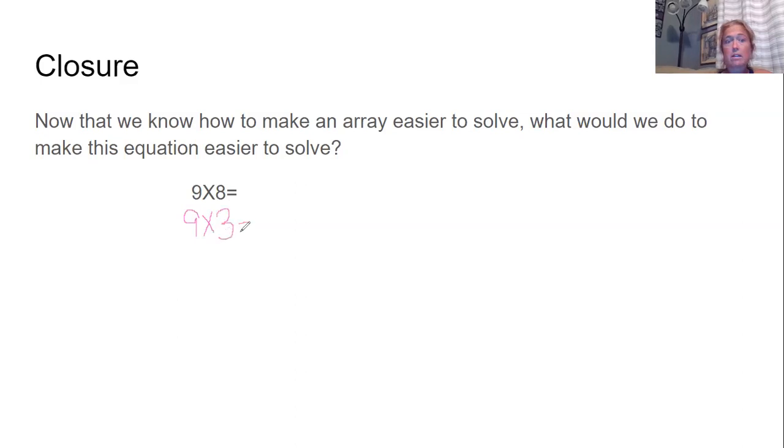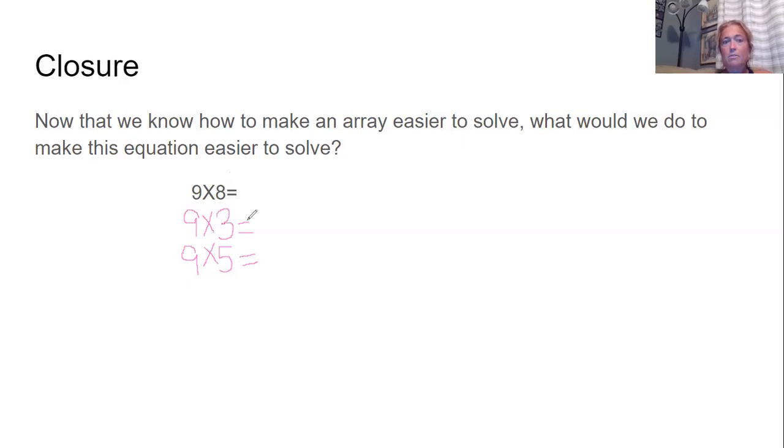We've taken a 3 out of this 8. Okay. And we could have 9 groups of 5. Okay. And that is okay, because then the 5 and the 3 equal the 8. So either 9 groups of 3 or 9 groups of 5. Remember, these two numbers have to equal 8, and they do.